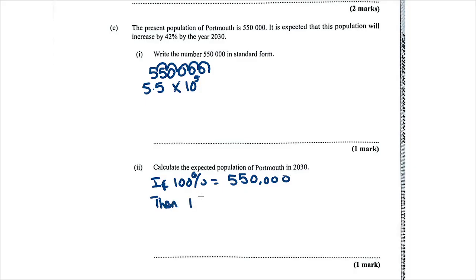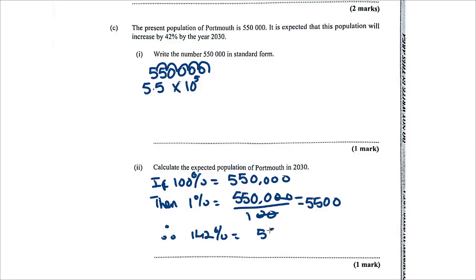Then, again, always find for 1. 1% would be 550,000 divided by 100. Cross this out. If it can divide and you don't have any remainders or anything, you can divide it. 5500. 1% is 5,500. Therefore, now your new percentage or your percentage increase would be your original percentage is 100 plus 42. So it is 142% would be 5500 multiplied by 142.